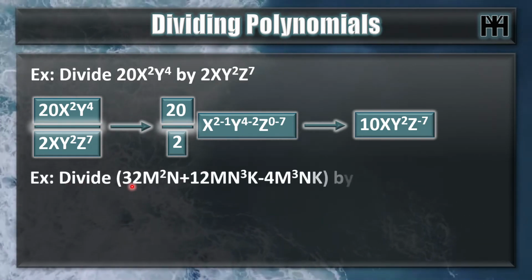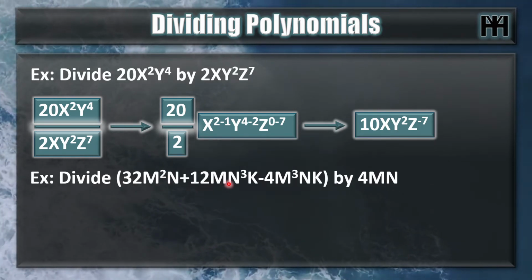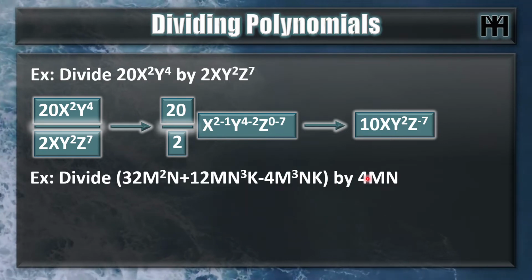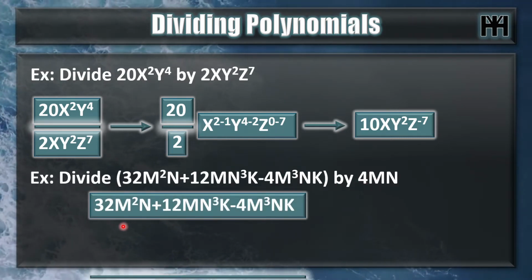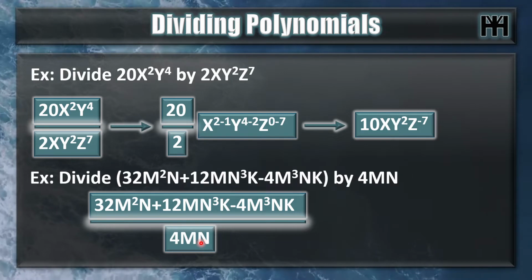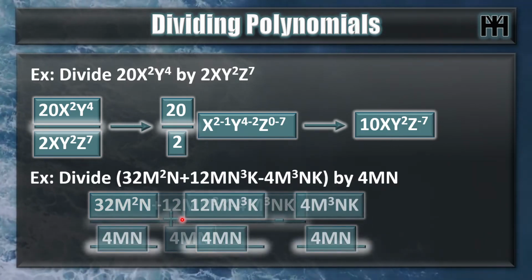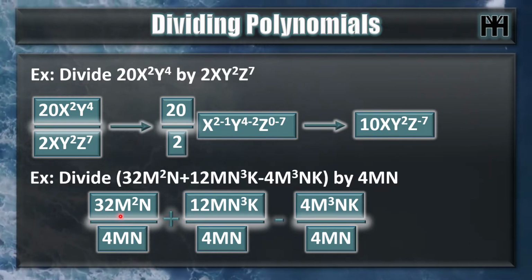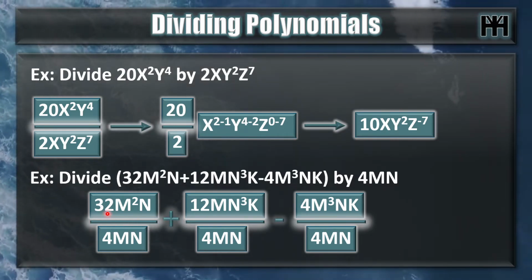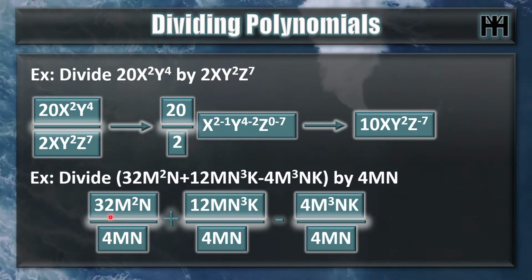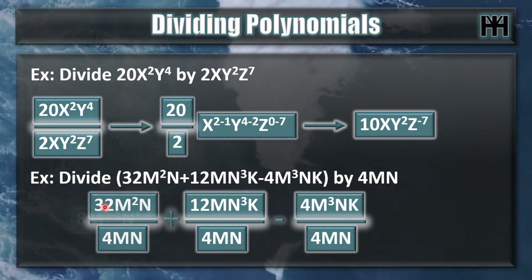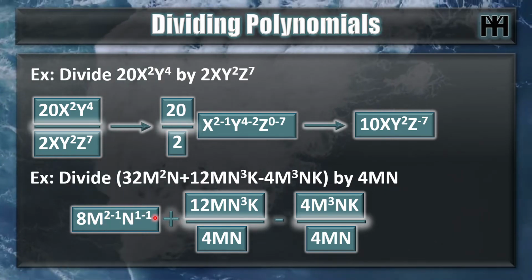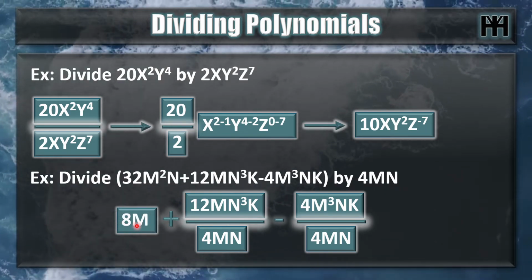Example. Divide 32m squared n plus 12mn cube k minus 4m power 3 n k by 4mn. Okay, it's divided by 4mn. Feel free to separate them to make it easier. So we will start here with this expression, 32m squared n over 4mn. We'll divide the coefficients, 32 over 4, so it will be 8. Then m power 2 minus 1, n power 1 minus 1. So it will be 8m.